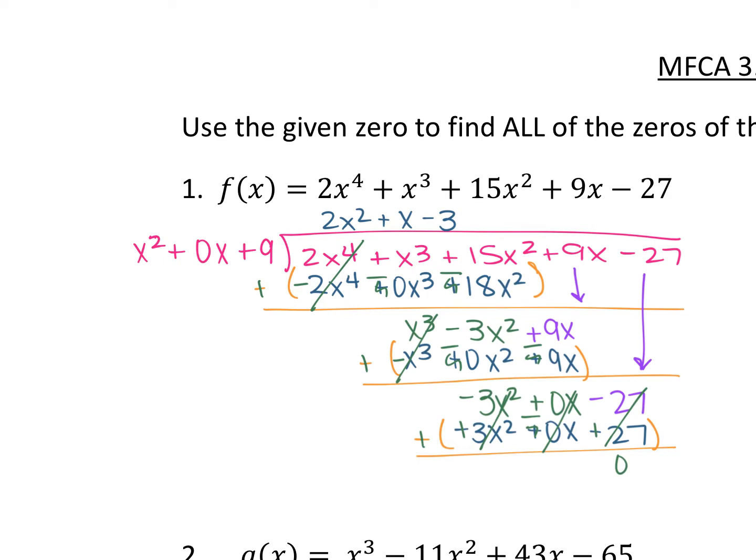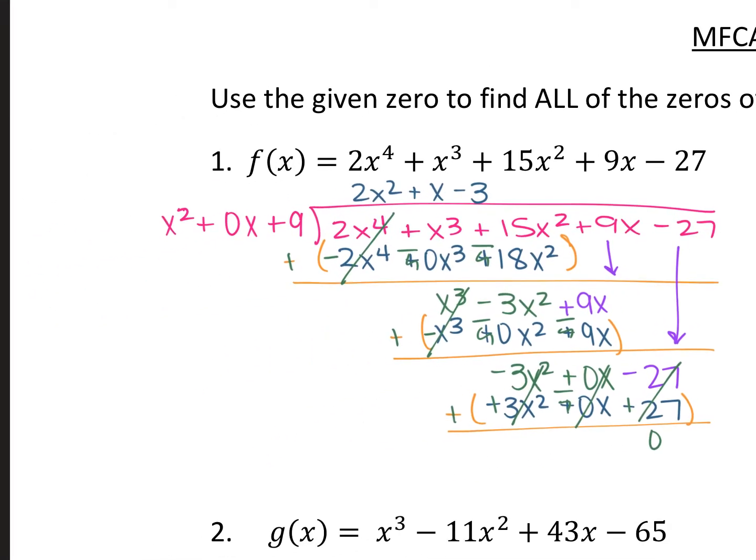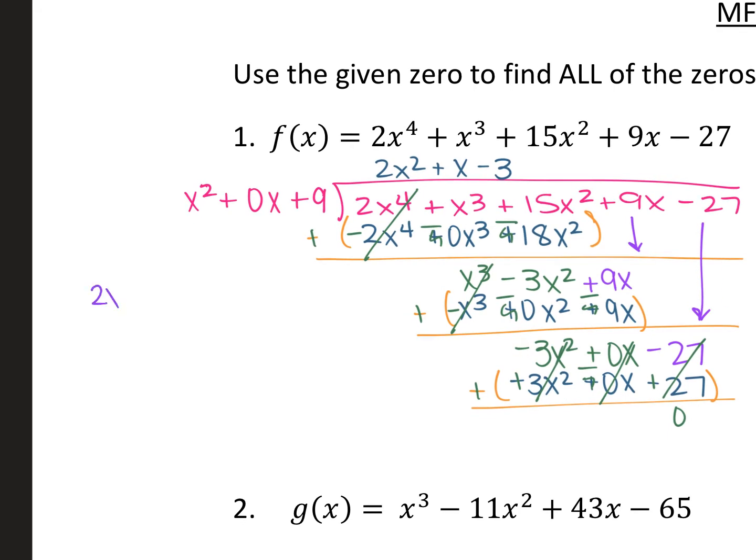So now you have 2x squared plus x minus 3 that you have to solve. In order to solve this, you have to factor, and your a is something other than 1. So multiply your 2 by your negative 3, that gives you negative 6. Your factors of negative 6 that add up to 1 are negative 2 and positive 3.